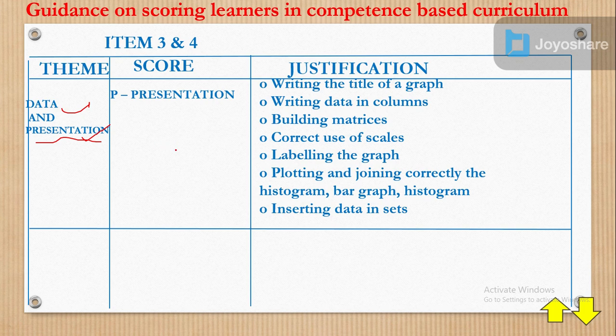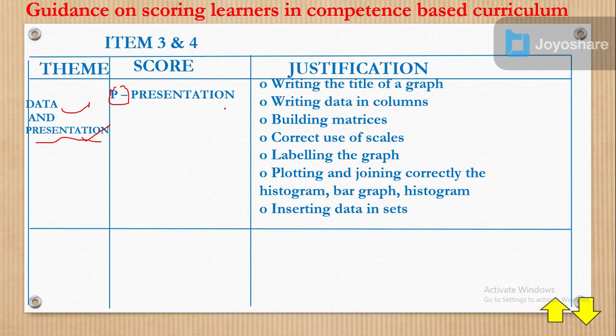Though, however, to be on the same side, if you're doing anything as far as the new curriculum is concerned, you may put a title because some people may be scared. What if we risk? Well, you may put, but most importantly, item 3 and 4, where you have data and presentation, you must always write a title. Now, when scoring, we use the code P to mean presentation.